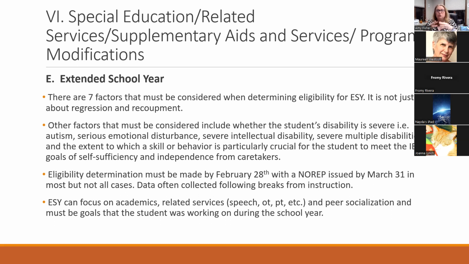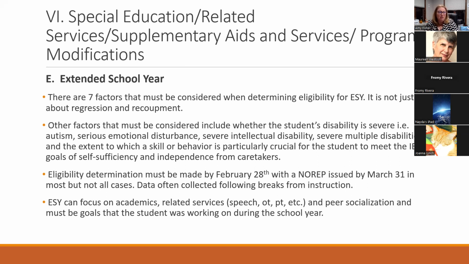For example, if you have a student who just has a speech IEP, there's not a severe communication delay, it's something minor. Those students, they sometimes will push those ESY determinations out till closer to the end of the year. But for most students, ESY determinations are made in February with the NOREP issued by the end of March.